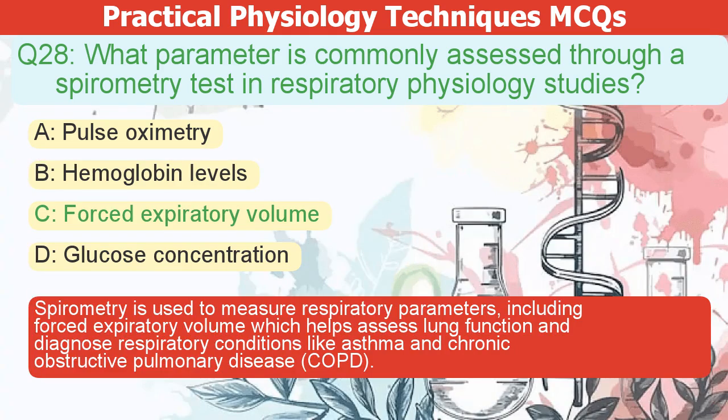Spirometry is used to measure respiratory parameters, including forced expiratory volume, which helps assess lung function and diagnose respiratory conditions like asthma and chronic obstructive pulmonary disease, COPD.